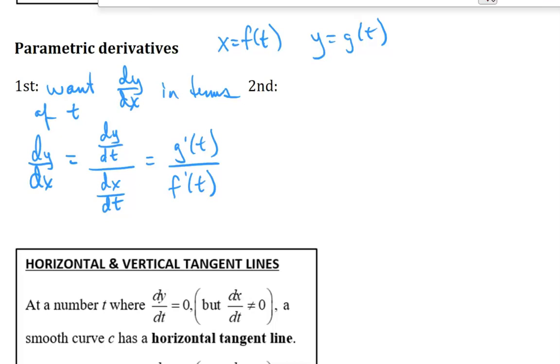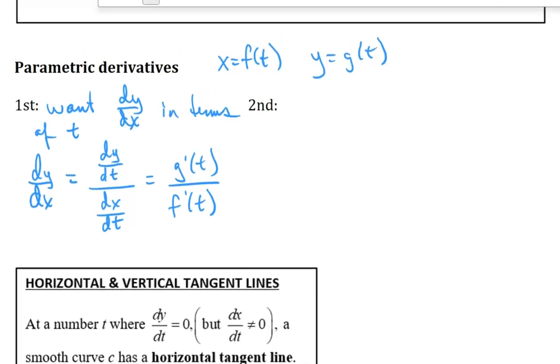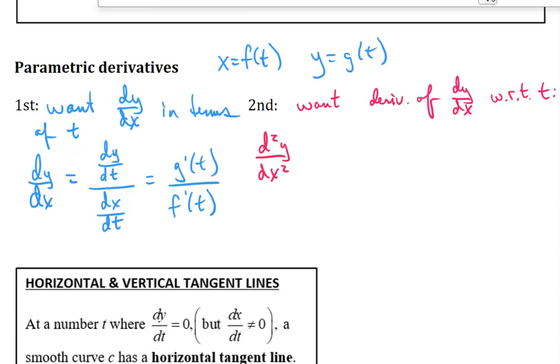So for the second derivative, we want the derivative of dy over dx, which is in terms of t, and we want this derivative with respect to t as well. WRT means with respect to. Okay, so also in terms of t. All right, so we want d squared y over dx squared. This should look familiar. This is not new, okay?